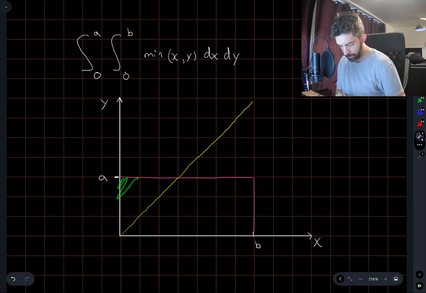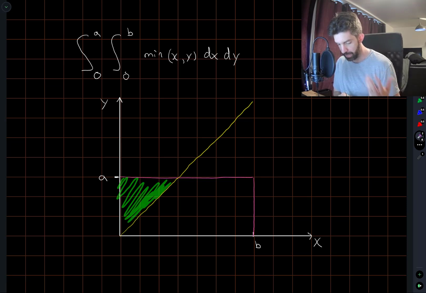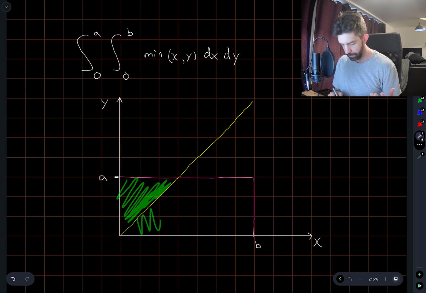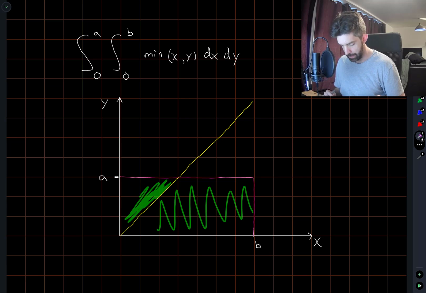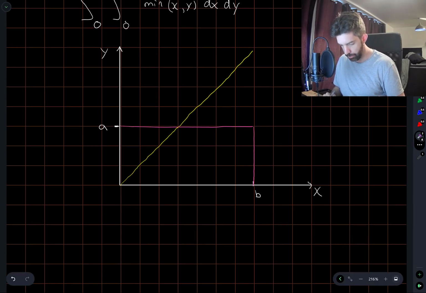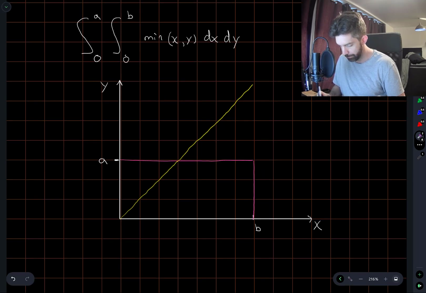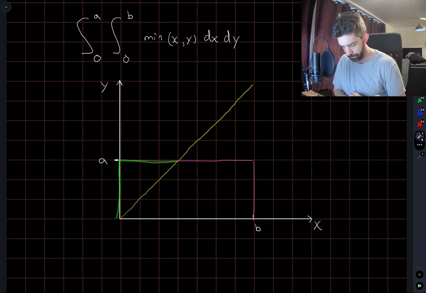Here, the value of the function is the minimum of x and y, which is x. And over here, the value of the function is the minimum of x and y, which will be y. So maybe it'll be easy to simply split this up into two integrals. I'm thinking I'll integrate over that region. Actually, maybe another way to do this. Okay, so new thought.